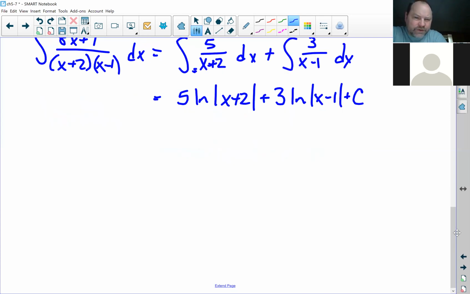Usually we're not going to stop there. More than likely, we will want this to be written as a single natural log. So we're going to use our laws of logarithms and use them backward. Normally we do things like take a power and bring it out front as a constant. Well, here we're going to do exactly the opposite. I'm going to take our constant that's out front and make it a power.